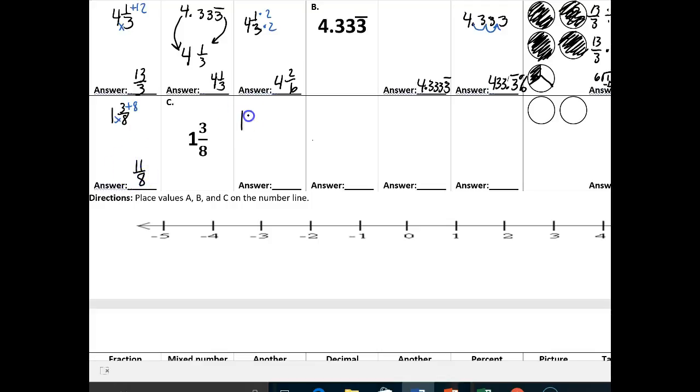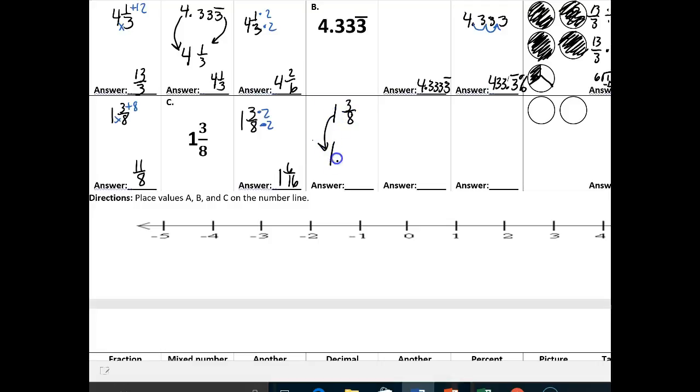Let's take the mixed number 1 3/8 and write an equivalent fraction next to it. So times 2, times 2. An equivalent fraction of 1 3/8 is 1 6/16. My fault.